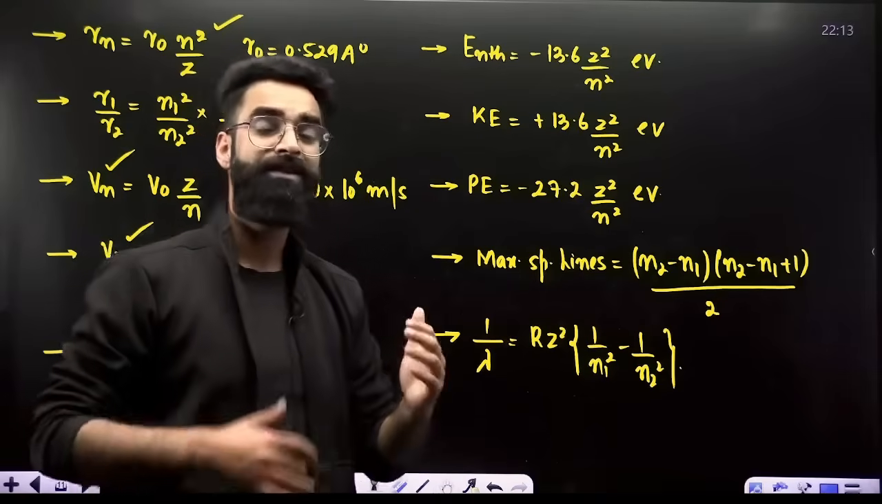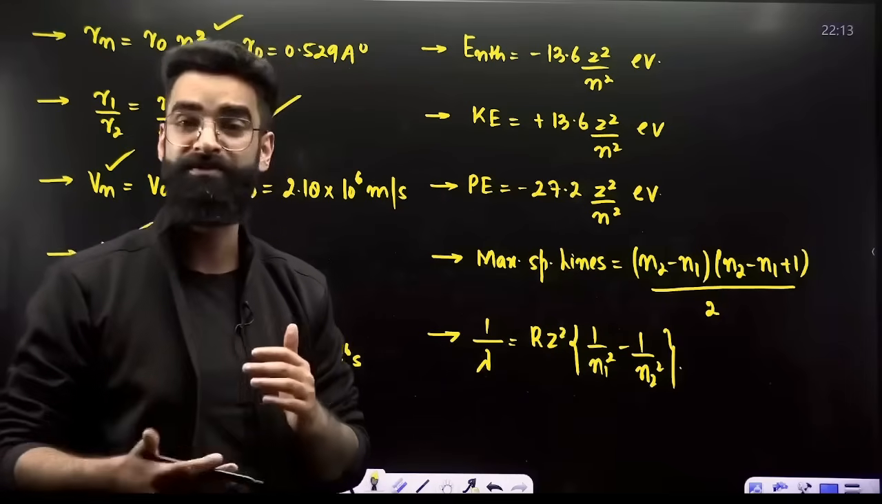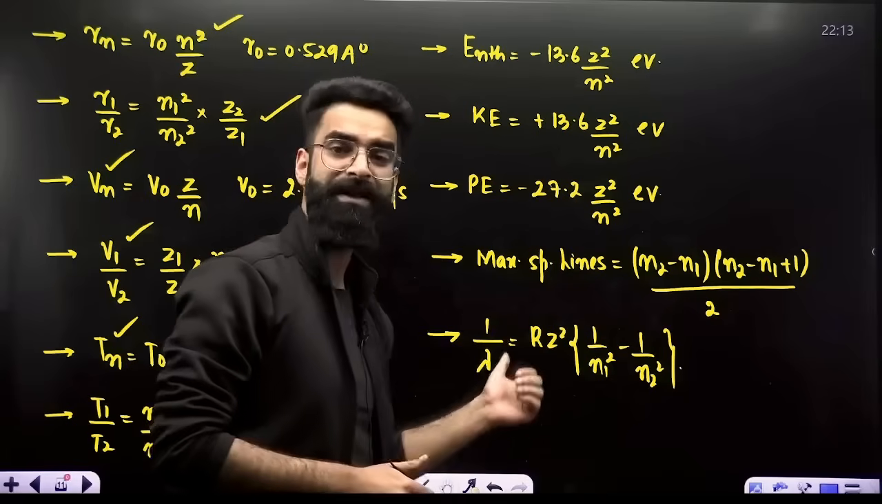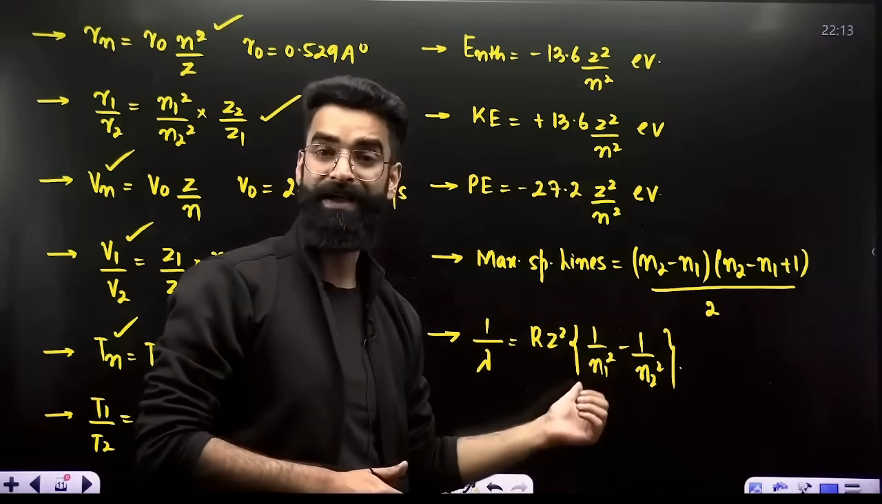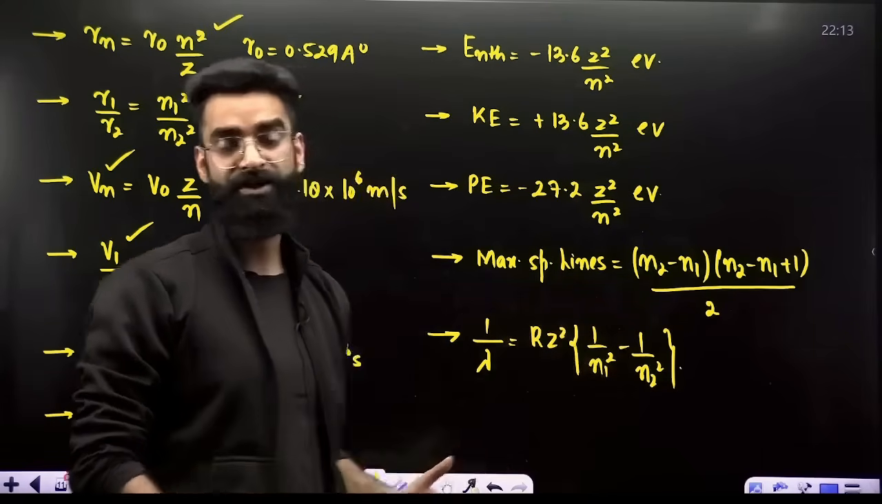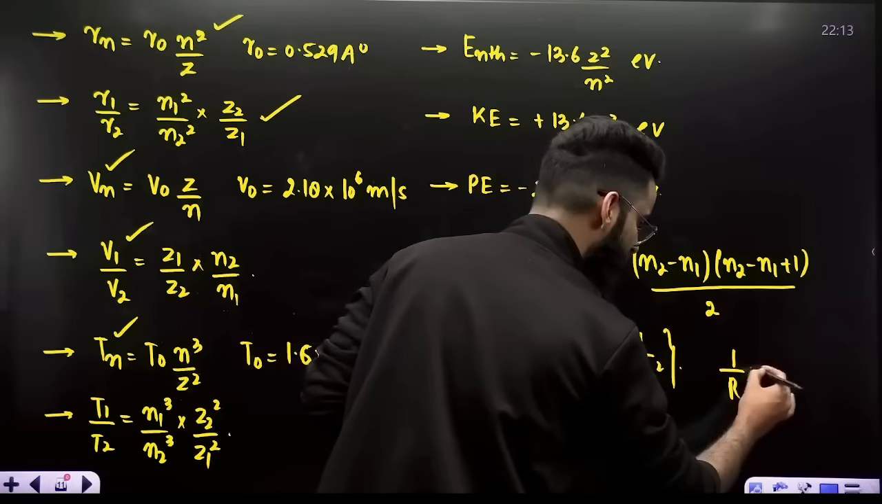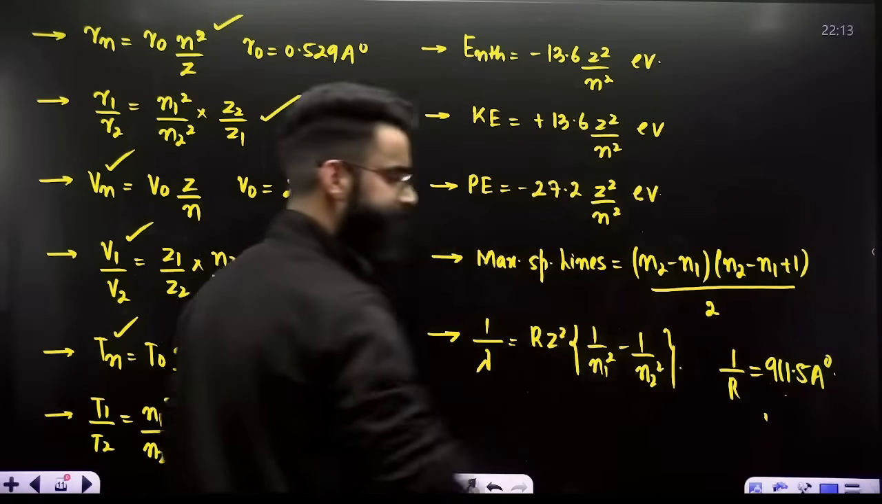How do you calculate the wavelength of the electromagnetic radiation which gets emitted or absorbed when the electron makes a transition between two energy states? 1 by lambda is equal to R z square, 1 upon n1 square minus 1 upon n2 square, where n1 is the lower energy state, n2 is the higher energy state. And let me tell you, 1 divided by R value, do remember it from now onwards, it's 911.5 angstroms, right?